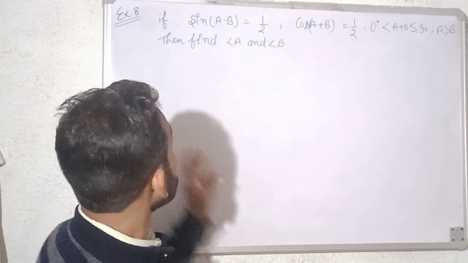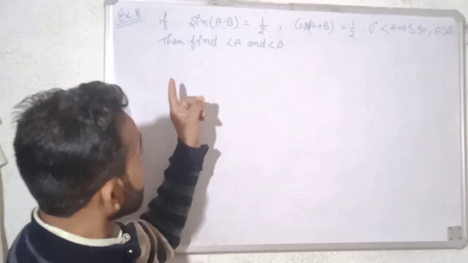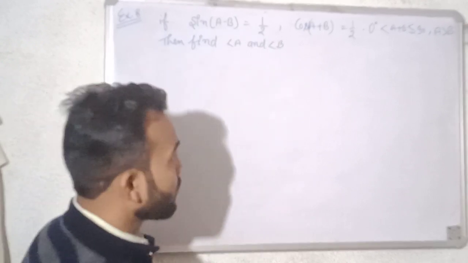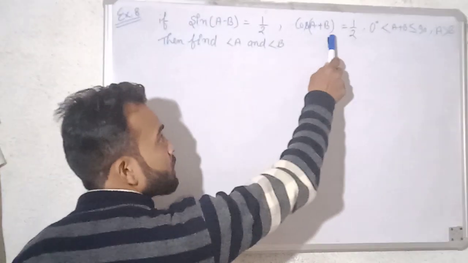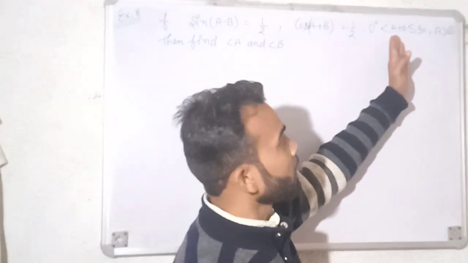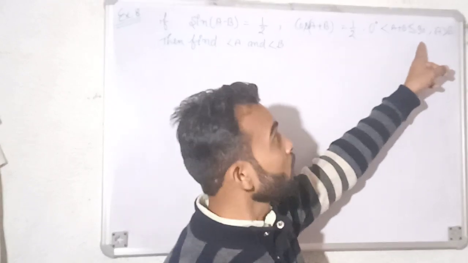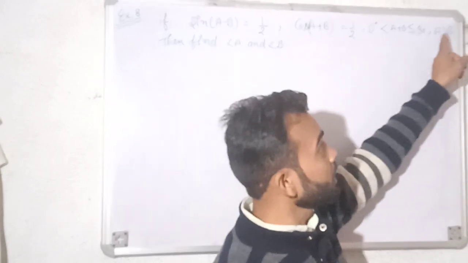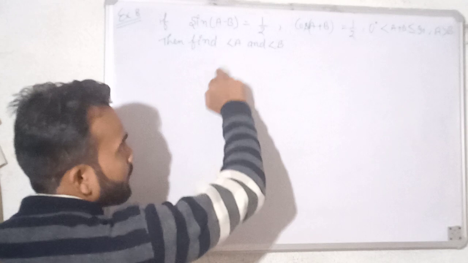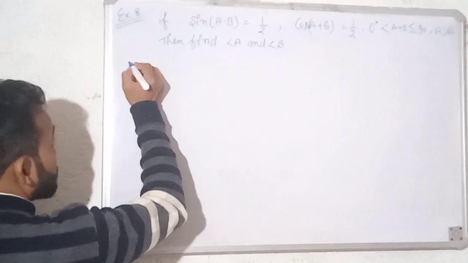We have to solve example number 8, exercise 8.2. Here it is given that sin(A minus B) is equal to 1 by 2 and cos(A plus B) is equal to 1 by 2, and the value of A plus B is greater than 0 and less than or equal to 90, where angle A is greater than angle B. Then find the value of angle A and angle B. Now, given that, solve.